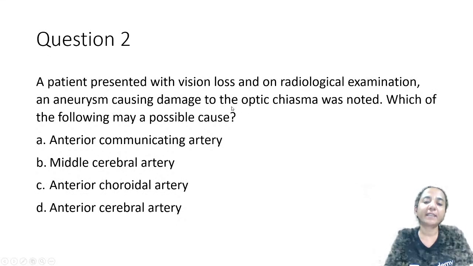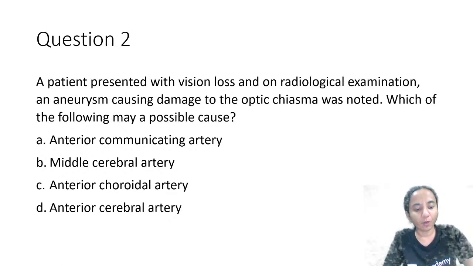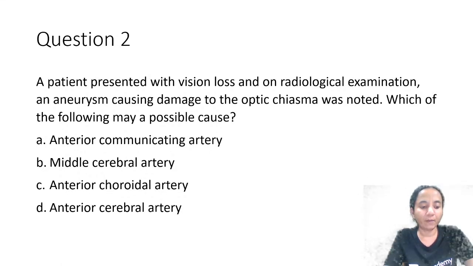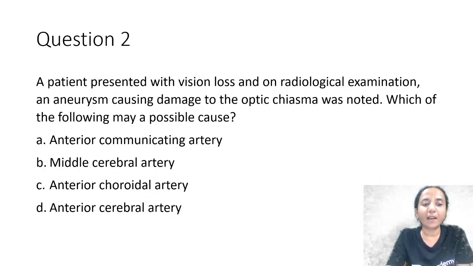A patient presented with vision loss and on radiological examination, there was an aneurysm causing damage to the optic chiasma. Which of the following may be a possible cause? Anterior communicating artery, middle cerebral artery, anterior choroidal artery, anterior cerebral artery.